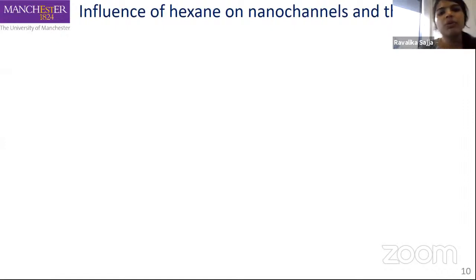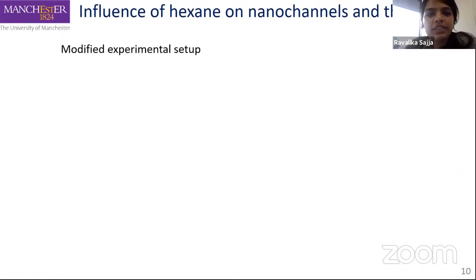So we wanted to study the influence of hexane in our slits. To understand that, we just modified our experimental setup.